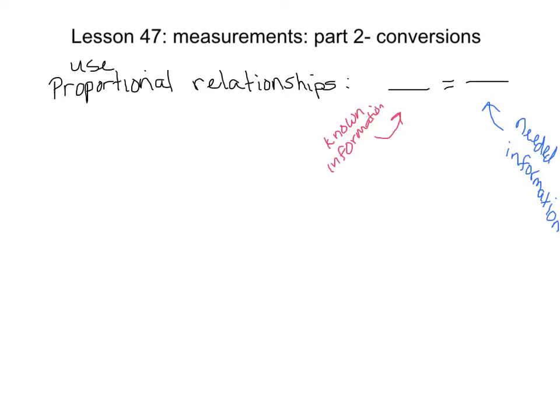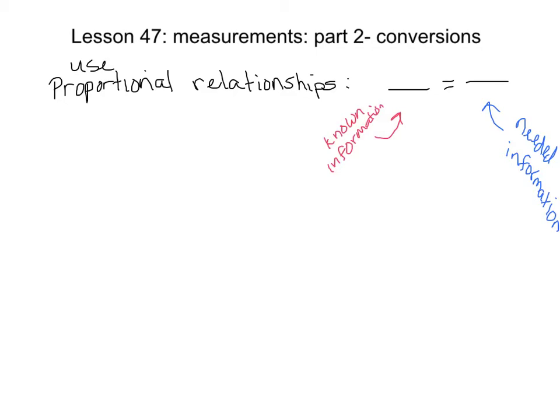To convert measurements, if you know how to use proportional relationships, then this is a very easy transition. And we've been working with proportional relationships, so this should be a pretty easy lesson for you. So you use your proportional relationships, the handlebars, and you take the known information that you know about the comparison of measurements and you put it here. Your needed information goes here.